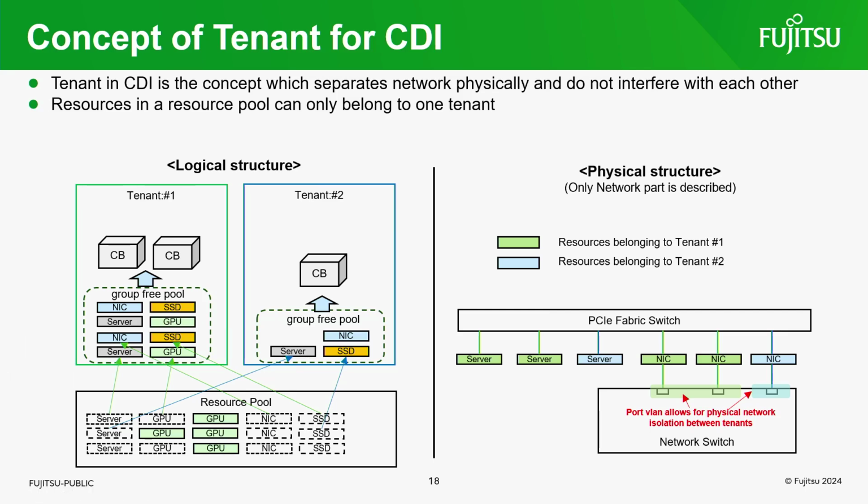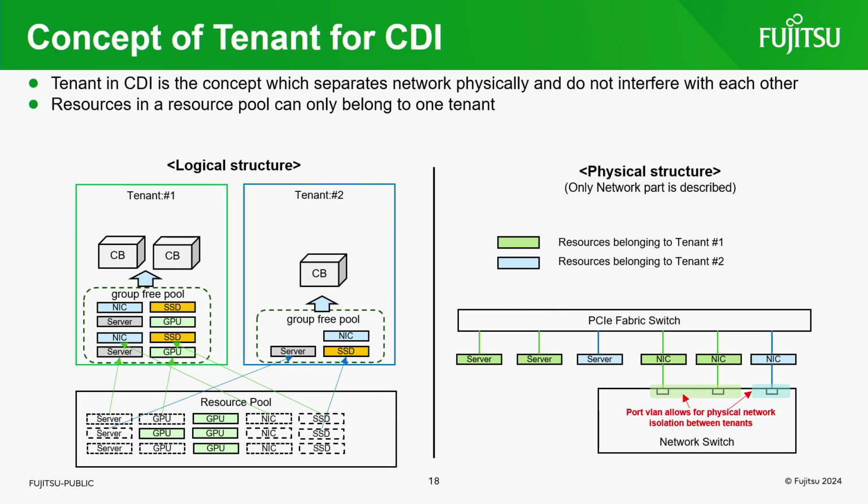Any resources from the resource pool can belong to either tenant, and a resource belonging to a tenant cannot interfere with another tenant. This is useful when multiple companies are using a CDI system at the same time. Each company then allocates resources to its tenant on demand and pays for the amount of resources used. This is especially important when CDI is delivered like a bare metal cloud.